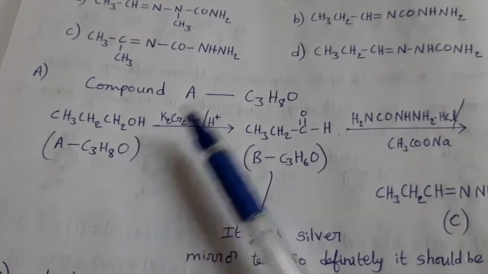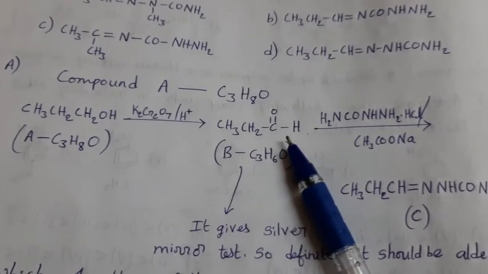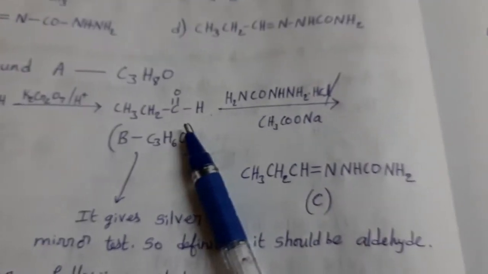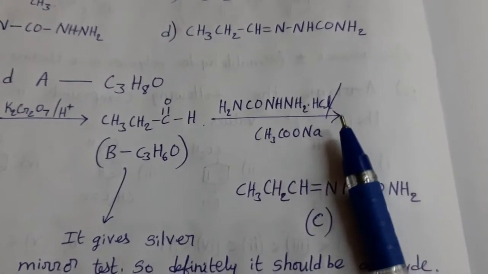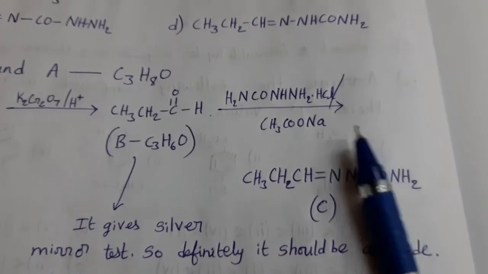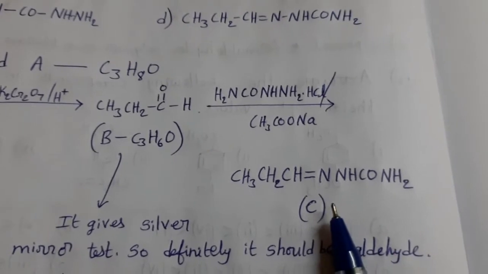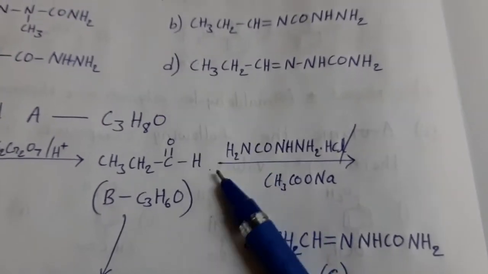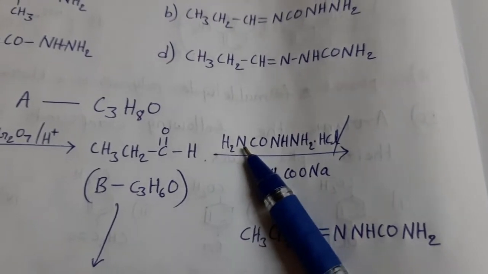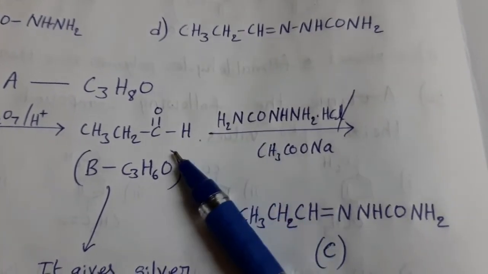This alcohol on oxidation, we can get aldehyde. This aldehyde on treatment with semicarbazide hydrogen chloride, then we can get this compound. In this case, we have to identify this structure C very carefully, because in this compound, hydrogens attached to this nitrogen do not involve in the reaction.